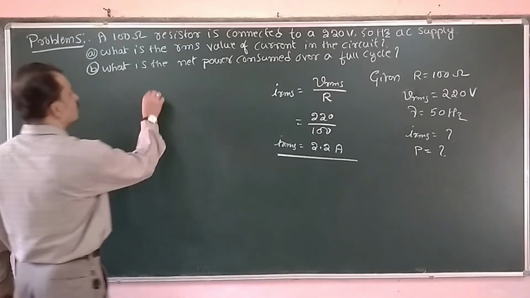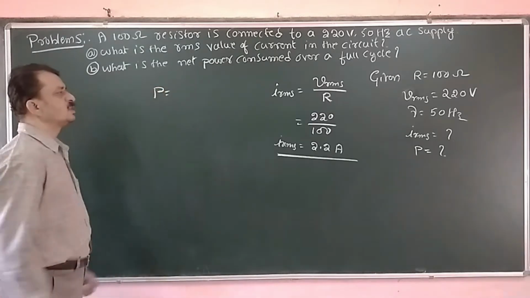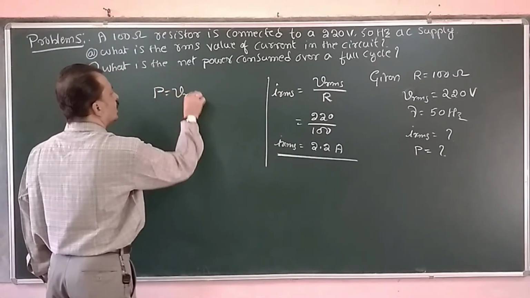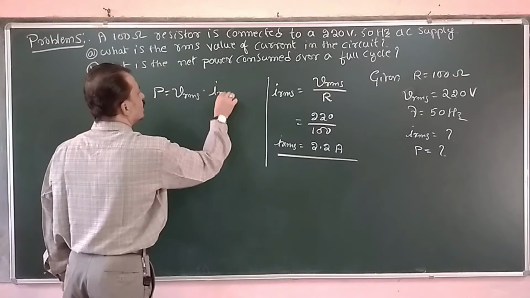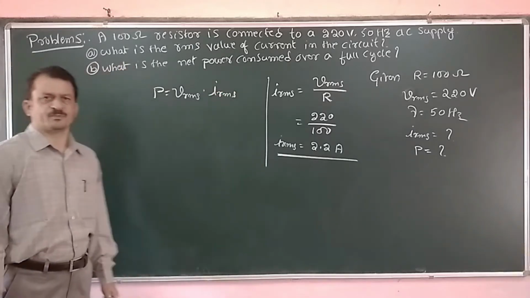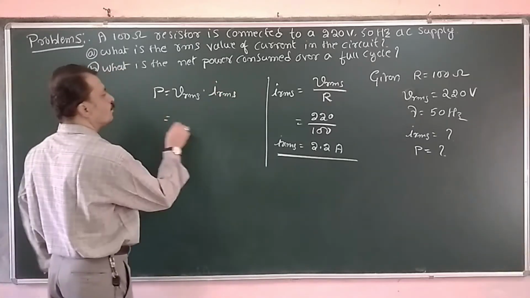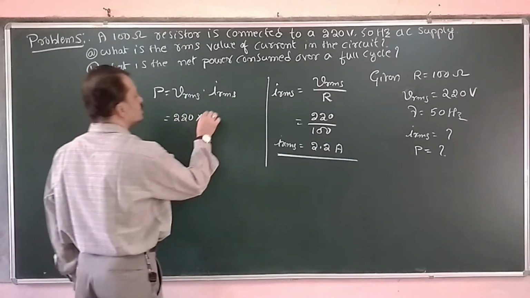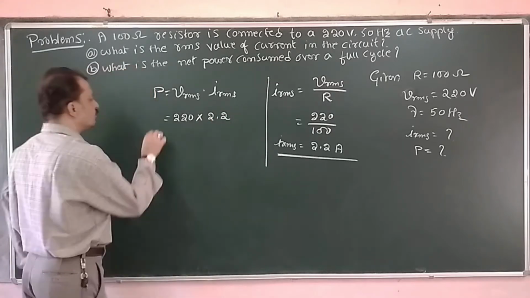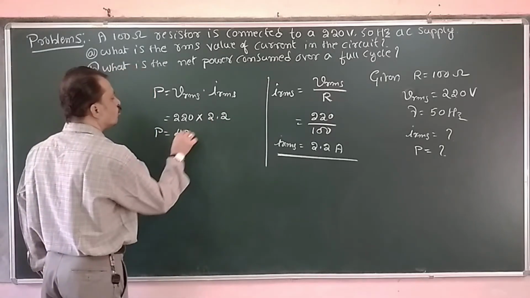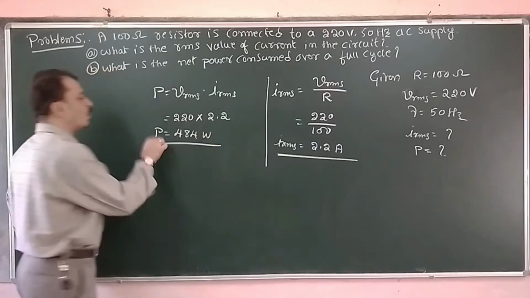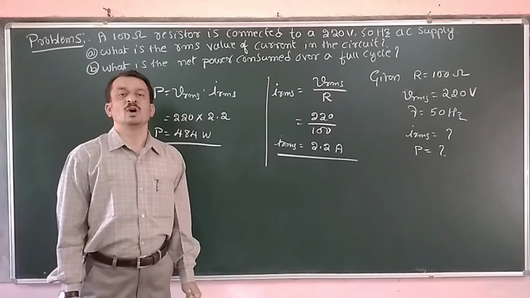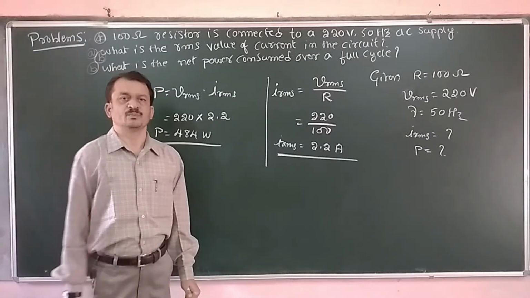Next, we have to calculate the power dissipation. Now, power dissipation is the product of VRMS into IRMS. That is the RMS value of the voltage, 220, and IRMS is 2.2. If you multiply that, you will get 484 watts of power dissipated in that pure resistive circuit.